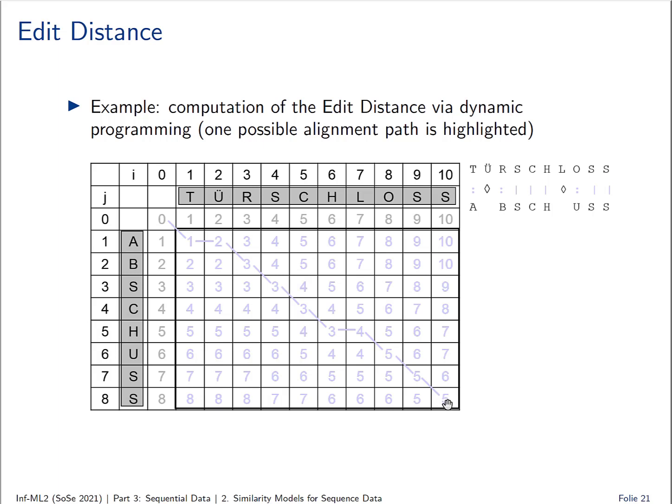And here, down here, we have the edit distance, the minimum number of edit operations that we need to transform Türschloss into Abschuss, which is 5 in that case. And here highlighted is just one minimal path, which corresponds to this alignment actually. So this is the substitution of T by A, the deletion of Ü, the substitution of R to B. So you see here, substitution, deletion, then again substitution.